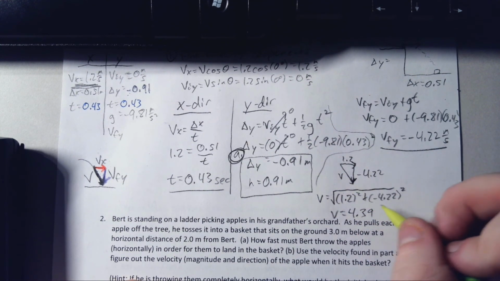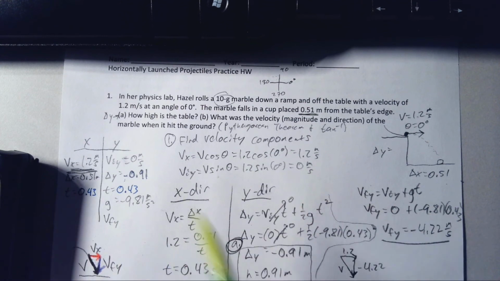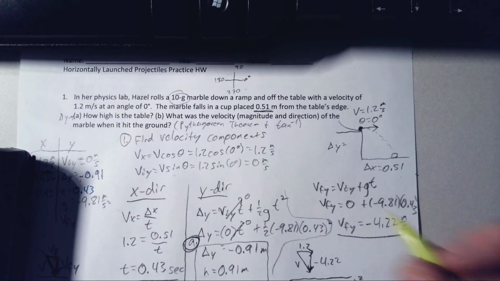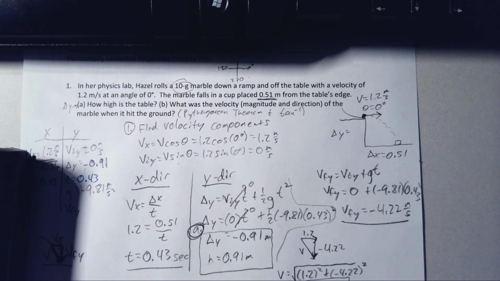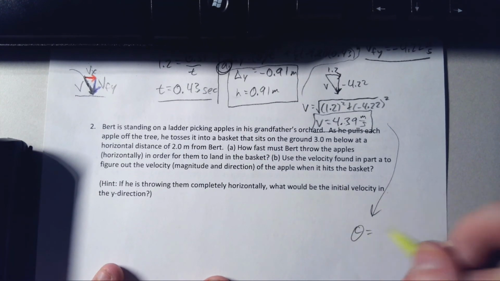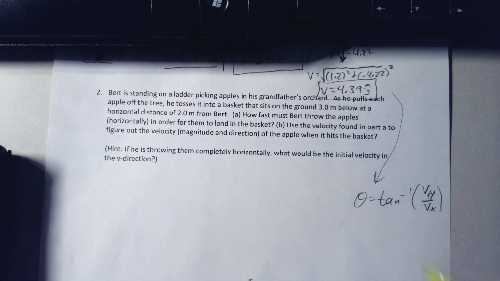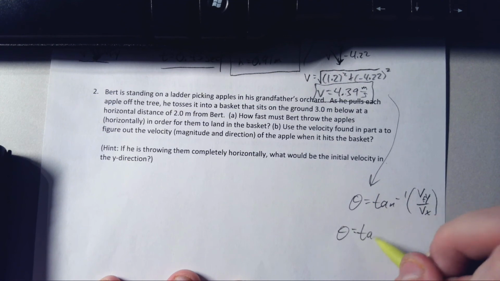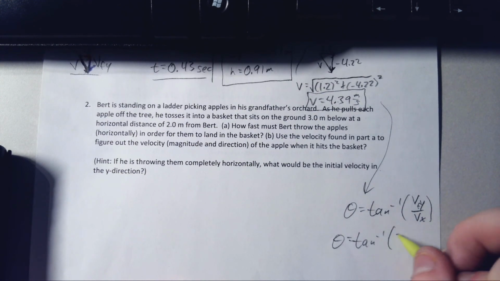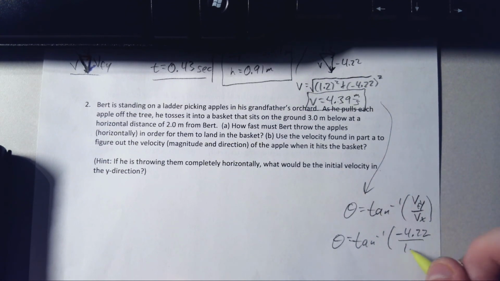That's what this is right there, meters per second. There's the magnitude. And to find the angle, I know I kind of ran out of room. I did a space here, but I'll go down here. Sorry. To find the angle, we use the inverse tangent of the velocity in the y direction over the velocity in the x direction. It's based on the right triangle. So it is the inverse tangent of what we just found, the negative 4.22, and 1.2.